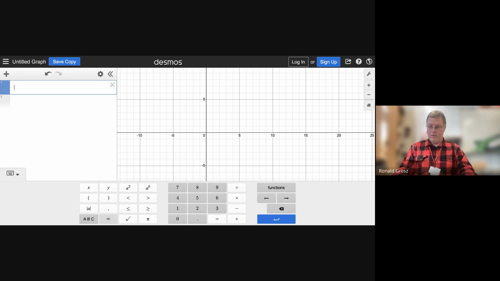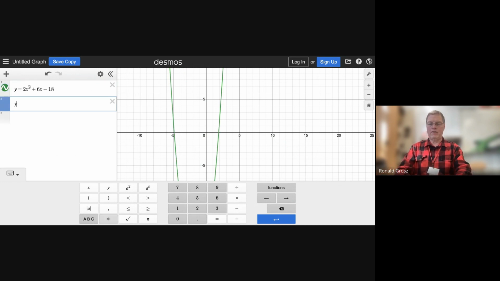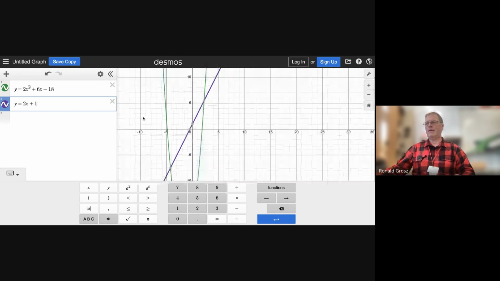Let's say I've got the equation 2x squared plus 6x minus 18. And I want to find out, let me set it equal to y. Now you don't have to set it equal to y, but it's a nice thing. I'm going to find out where that and the linear equation y equals 2x plus 1 intersect.